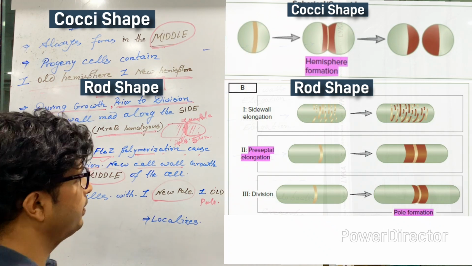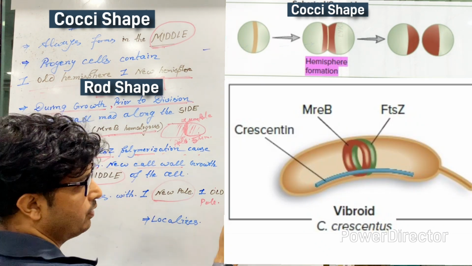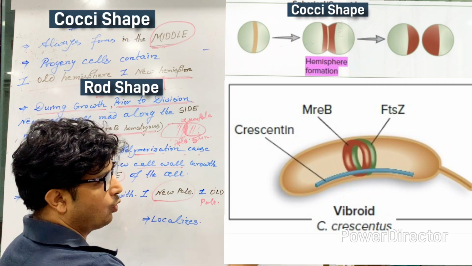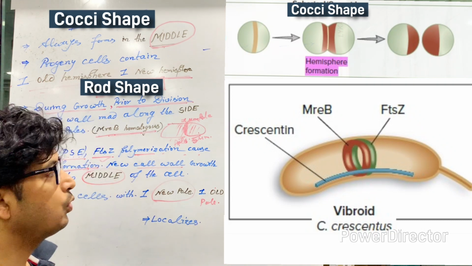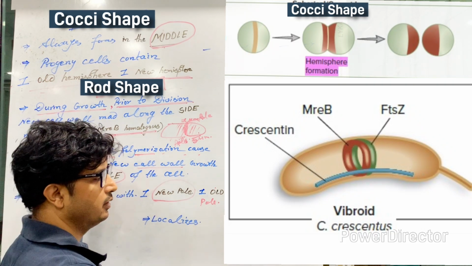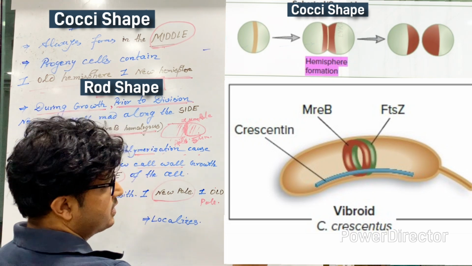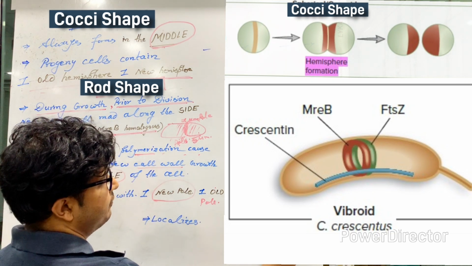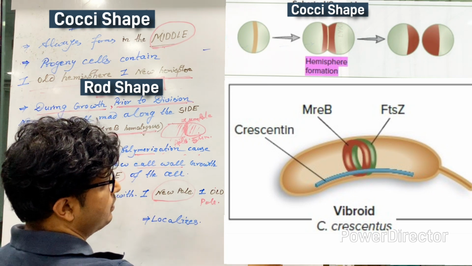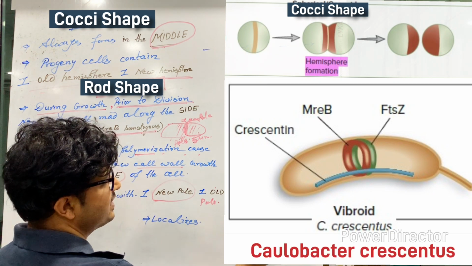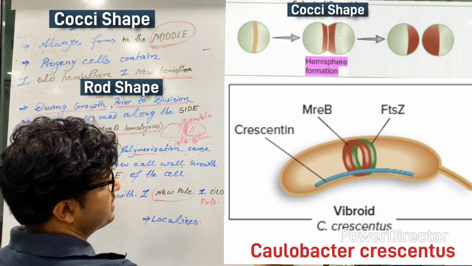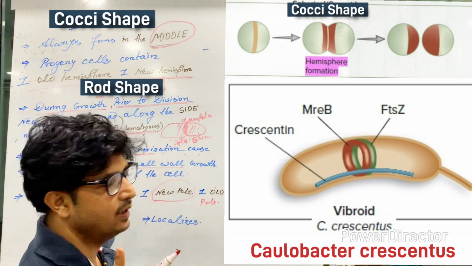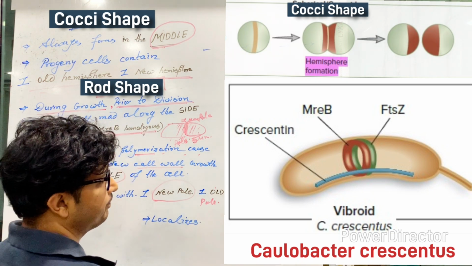Now I told you I will talk about comma-shaped bacterium. Now you can see here it is a comma-shaped vibrioid called Caulobacter crescentus. Okay. Now you can see in the picture 3 proteins. Already MreB I have told you, FtsZ I have told you. Now here you will see a new protein, that is crescentin. So crescentin is the new protein you are listening. It is named after the bacterium.